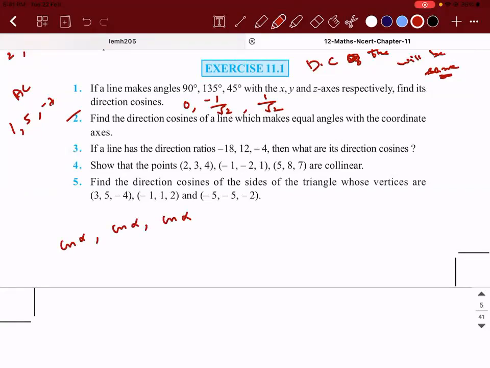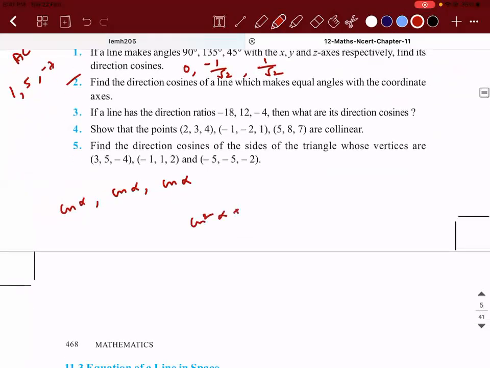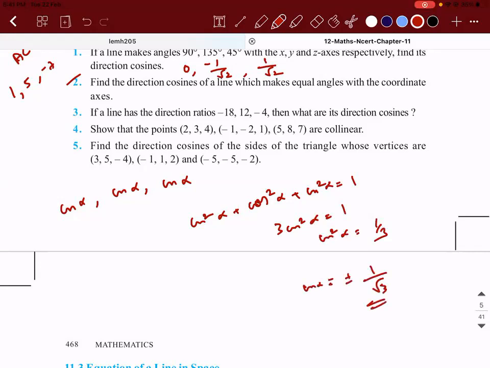Now, what is the relation between all these three? Cos square alpha plus cos square alpha plus cos square alpha is equal to 1. So 3 times cos square alpha is equal to 1. So cos square alpha will be equal to 1/3 and cos alpha will be equal to plus or minus 1/√3. So the direction cosines of the line which makes equal angles with the coordinate axis are plus or minus 1/√3, plus or minus 1/√3, and plus or minus 1/√3.